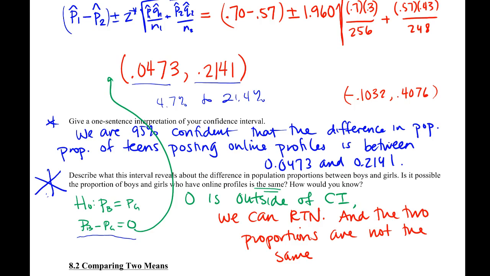If we had a negative 0.1 to a positive 0.2, then we would say, well, we're not sure. It could be boys have more, it could be girls have more. But for right now, we're 95% certain girls are more likely to have an online profile than boys. So this is the piece I talked about in class, both when we did this last Tuesday and this Tuesday when we reviewed.